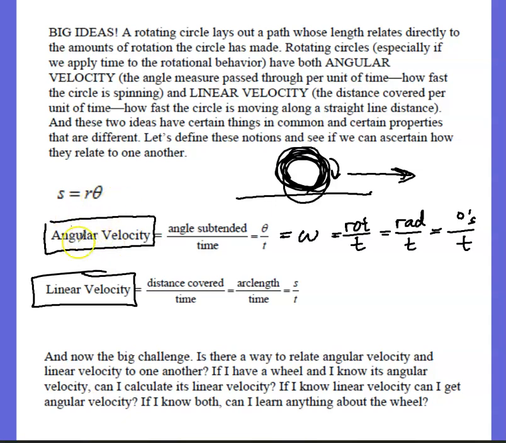Angular is how fast you're rotating. So you have to have some kind of rotational part, meaning rotations, radians, an angle, or degrees per time. And then your linear velocity, again, is how far you travel, which we just said that distance could be called arc length per time. So we could call that S over T. And we do this with a V for velocity, linear velocity. Okay, so this is telling me how fast my wheels are rotating, and then this determines how fast we go, how much distance we cover per time.